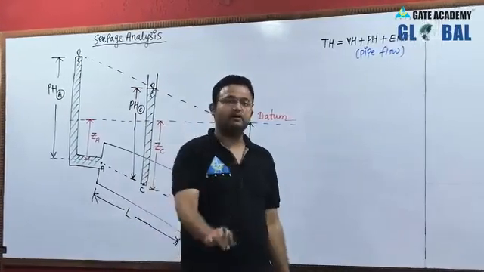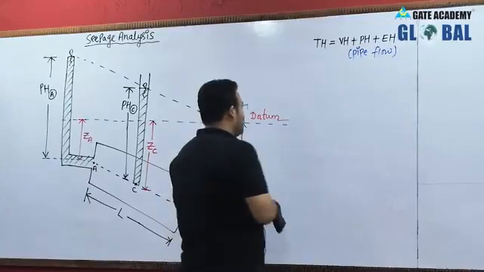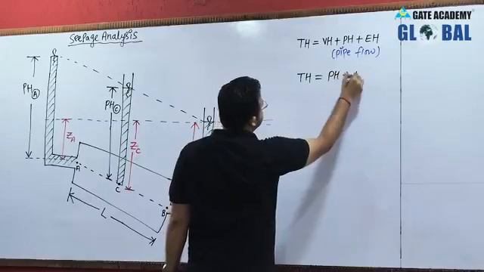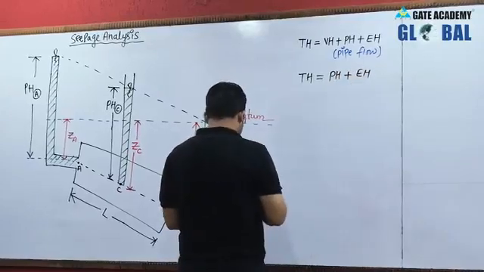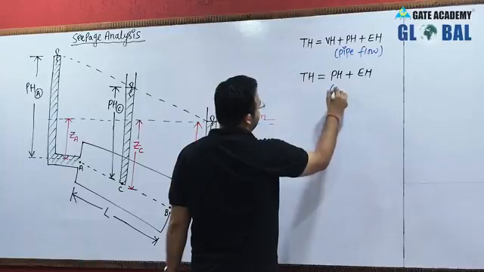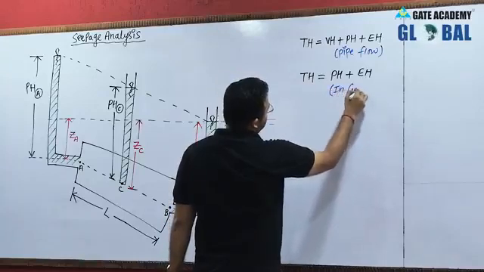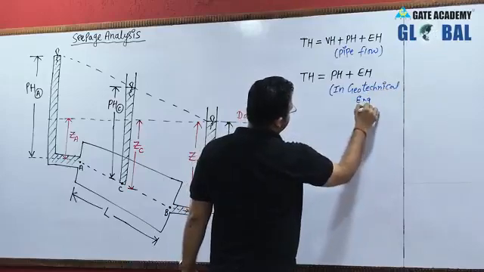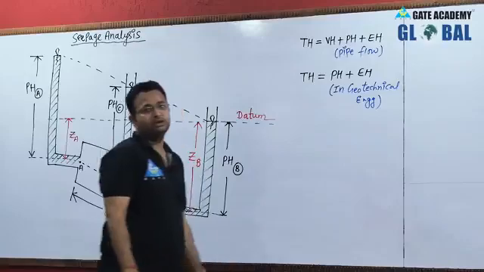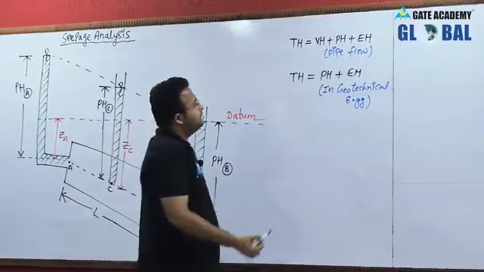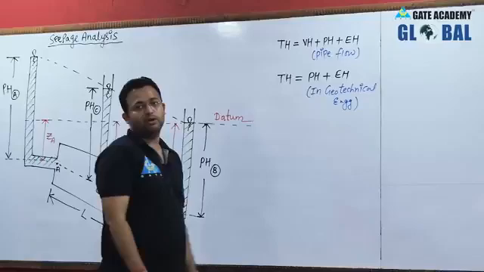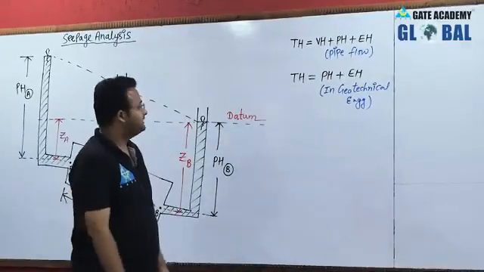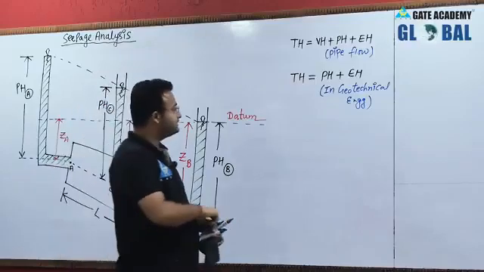But here in geotechnical engineering, the total head will be equal to pressure head plus elevation head. Velocity head we are ignoring. Geotechnical engineering means when the water is flowing through the soil. So here velocity will be very less because the discharge is very less. So total head is pressure head plus elevation head.